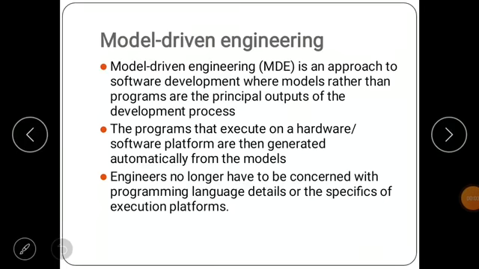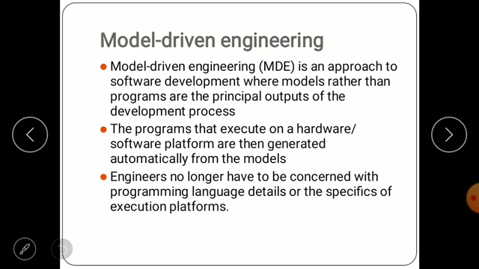Hi students, next topic is model driven engineering. What is meant by MDE? Model driven engineering is an approach to software development where models rather than programs are the principal outputs of the development process. Here, models rather than the programs are the principal outputs of the development process.